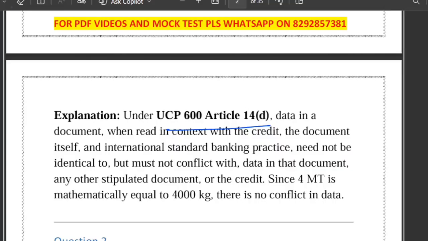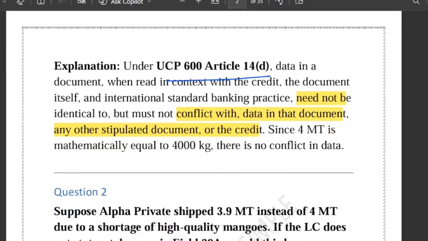So please note the keyword. The keyword is that it is not to be identical but must not conflict with the data in the document, another stipulated document or on the credit. Please note it down. Now let's have question number 2.